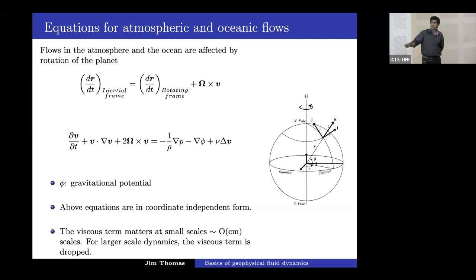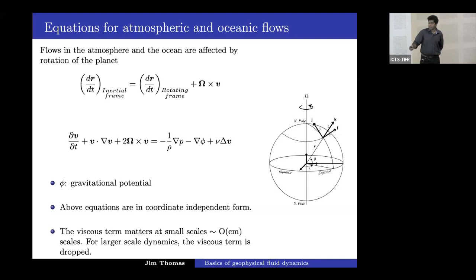So this is the Coriolis term effect in the Navier-Stokes equation. This is a new term that comes in because we are in a rotating frame and we are on a rotating planet. So this is how you modify the equation to take into account the effect of rotation. Here omega refers to the rotation rate of the planet, and we are in this rotating coordinate frame now. Phi here refers to the gravitational potential.